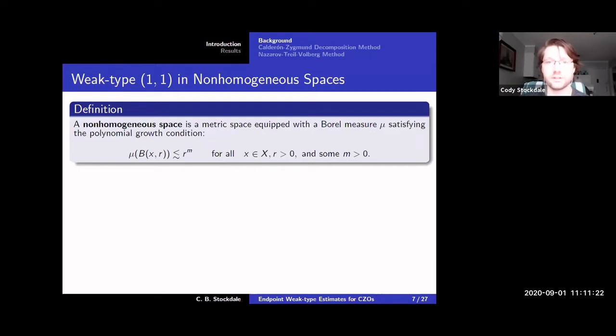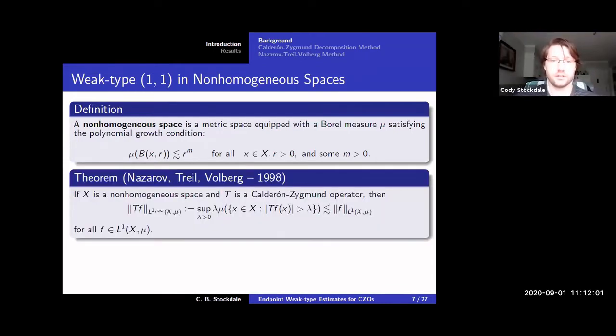So in one setting that's been studied where we don't have the doubling property and we still want to study these Calderon-Zygmund operators is in a so-called non-homogeneous space. So let's say we have a metric measure space with a Borel measure mu, and instead of insisting that it satisfies the doubling condition, we're going to instead impose this different condition, this polynomial growth condition. So the measure of balls are going to grow like r to some power. So they're going to grow like radius to some power, but they don't necessarily have to be able to double back and be comparable to shrunken dilations of the original ball.